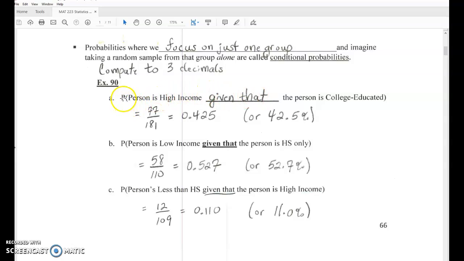So let's say we want the probability that the person is high income given that the person is college educated. That is not and, is not or. These are another type of keywords we're looking for. Probability a person is high income given that the person is college educated. That tells us to focus in only on the college educated people in our survey and see what percentage or what proportion of them are high income.